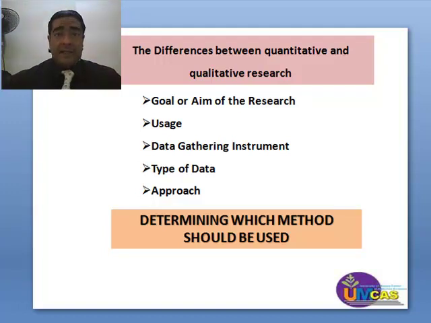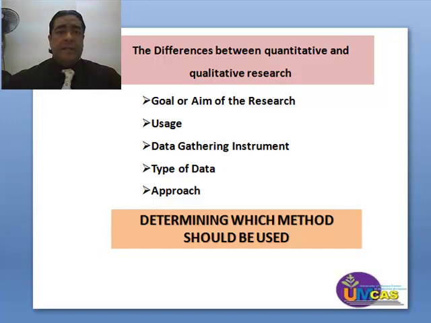Second difference is usage. Qualitative research is ideal for earlier phases of research projects, while for the later part of the research project, quantitative research is highly recommended. Quantitative research provides the researcher a clearer picture of what to expect in his research compared to qualitative research.